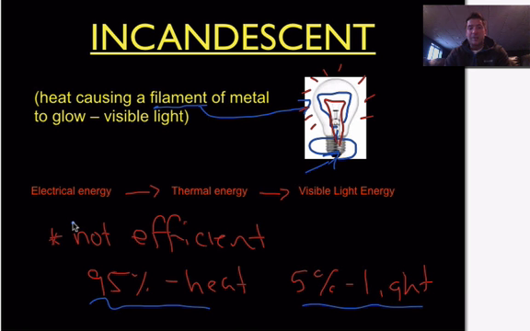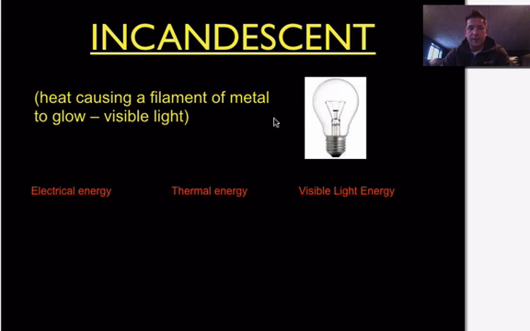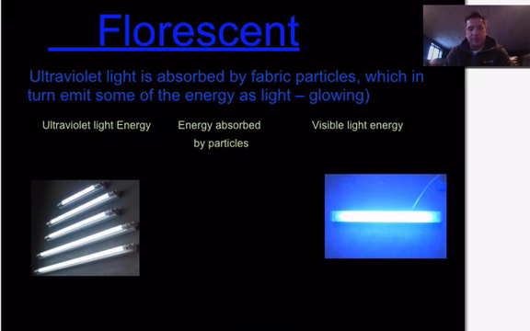So these incandescents, not very efficient, but what we're doing is we're taking electrical energy in through the bottom, producing heat like this red in this filament, and then emitting thermal energy and visible light energy. Okay, so then the second source we're going to talk about is fluorescent.